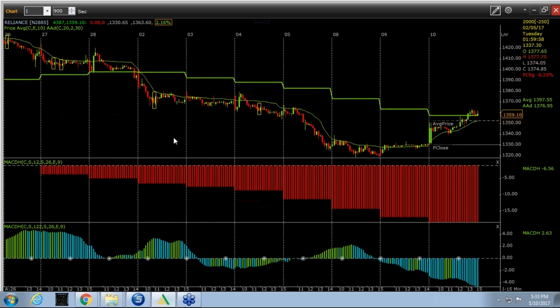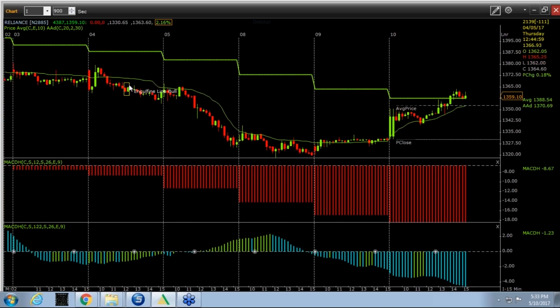So it's a bullish engulfing pattern. But you just have to not look at this, you'll also have to look at the overall trend. So what does it say? That the overall trend is down, so you need to be cautious. So we'll just do one more thing here.